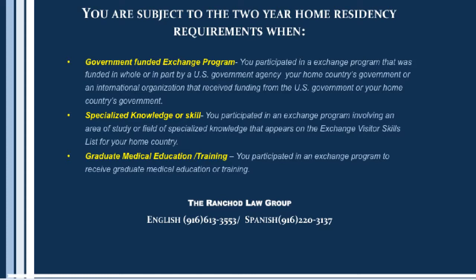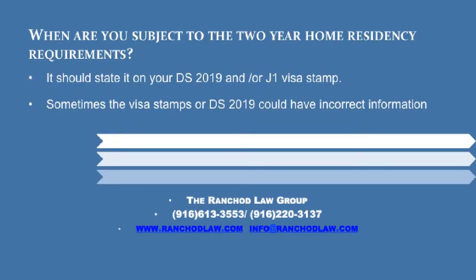The reason you're subject to the 2-year home residency requirement is because of the statute 212E, and in that statute it specifically states that you're not eligible to either change status to a non-immigrant visa or to permanent residency or an immigrant visa if you are subject to the waiver. Now, it also states in that statute that you can overcome that by returning home for 2 years and meeting the time period, and you can meet the time period in the aggregate.